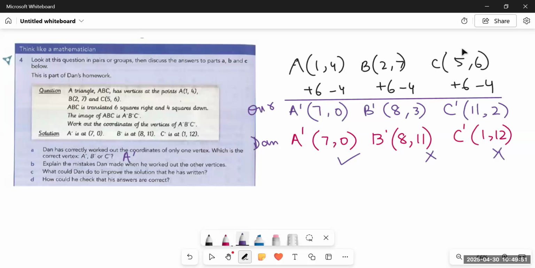Now, we have to explain the mistakes Dan made when he worked out the other vertices. From the calculations, from the workings, it's clearly understood what mistakes Dan has made over here. So what can Dan do to improve the solution that he has written? He simply has to follow the steps, and that's all. How could he check that his answers are correct? By drawing it on a coordinate grid. That's all.